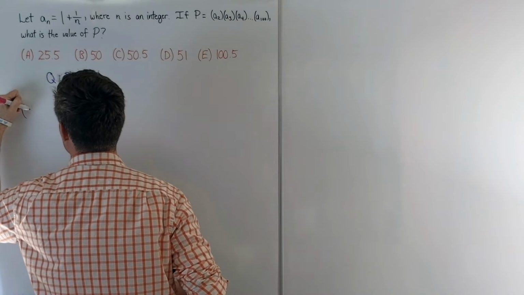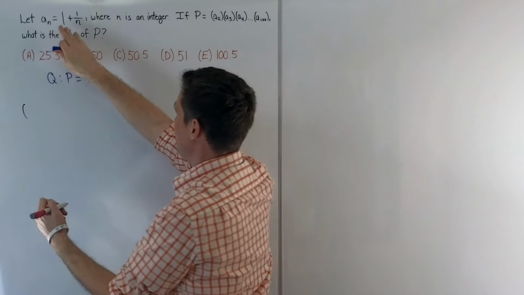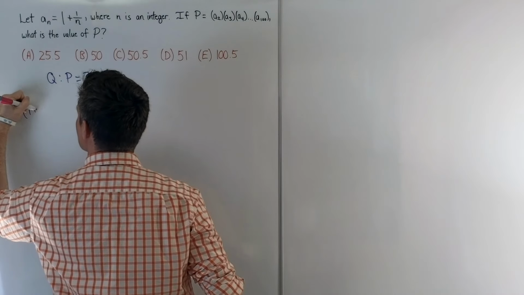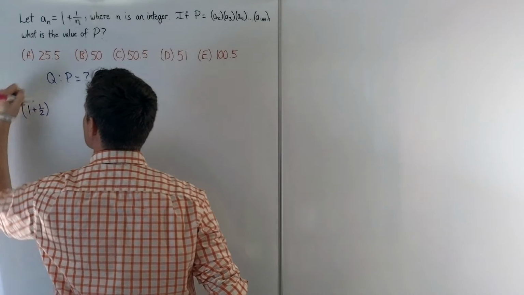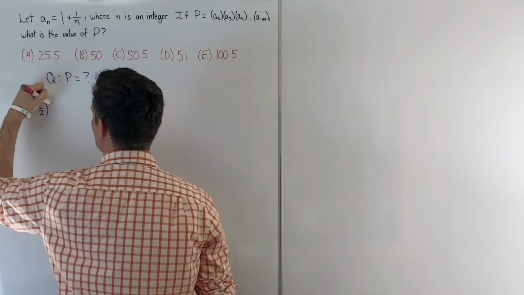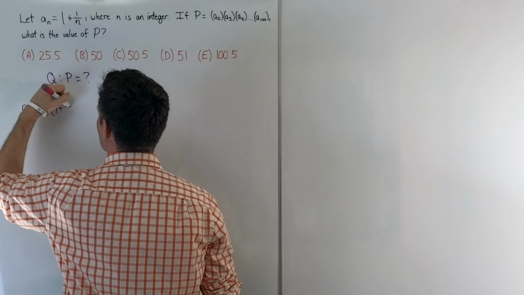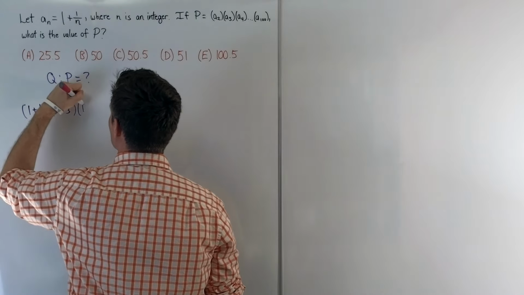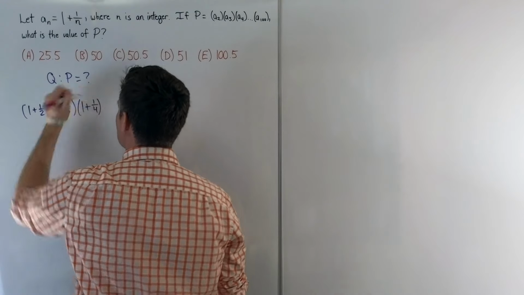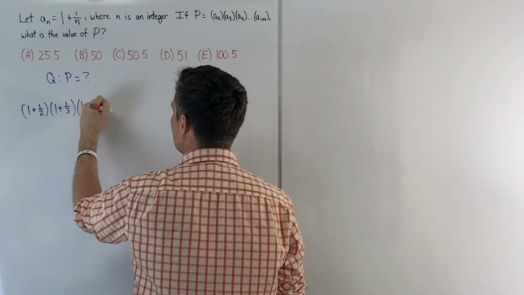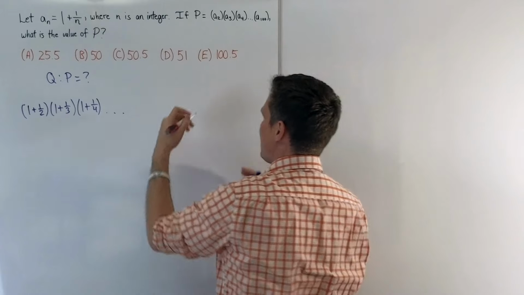Let's make this concrete here. So A sub 2 would be what? 1 plus 1 over 2. Okay? A sub 3 then would be 1 plus 1 over 3. A sub 4, 1 plus 1 over 4. And we could keep going on down the line until we get to our last terms.